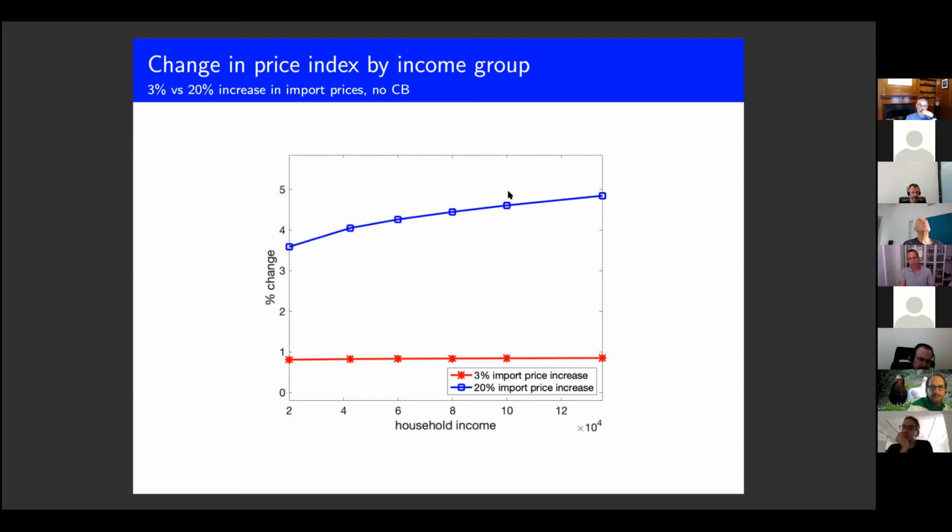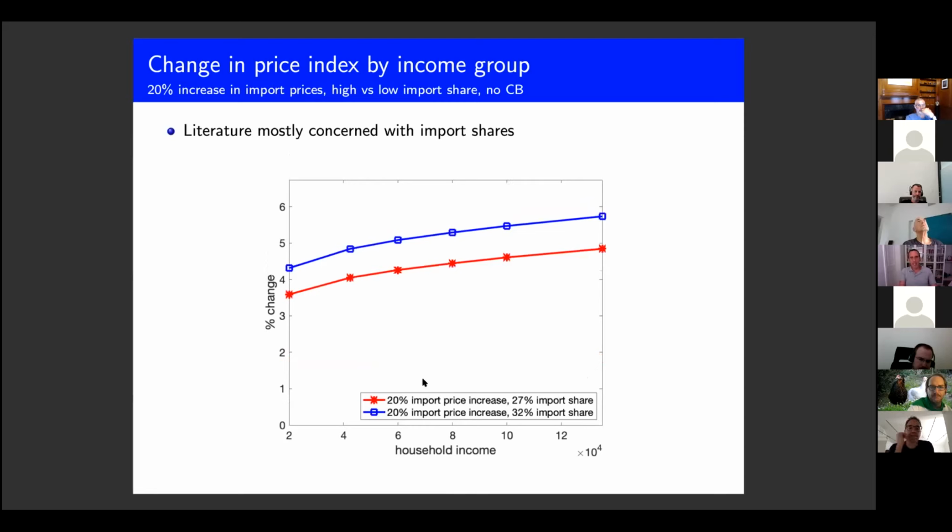How big is 1%? Well, let's consider the standard exercise in the literature, which is comparing households with high versus low income import shares. So 27 versus 32% in import shares. And in the data that I showed you, poor households spend more on goods, so they have a higher import share. So to give you a sense, going from a 27% import share to a 32% import share, that is increasing the import share by 5%, changes welfare by almost as much as going from the low income to the high income group due to these differences in elasticities. So that's the sense of magnitudes of how this matters for a 20% price change.